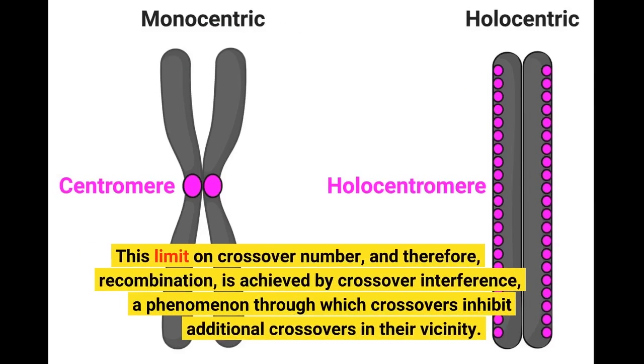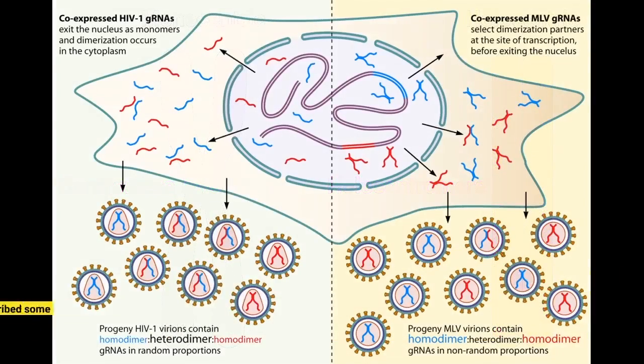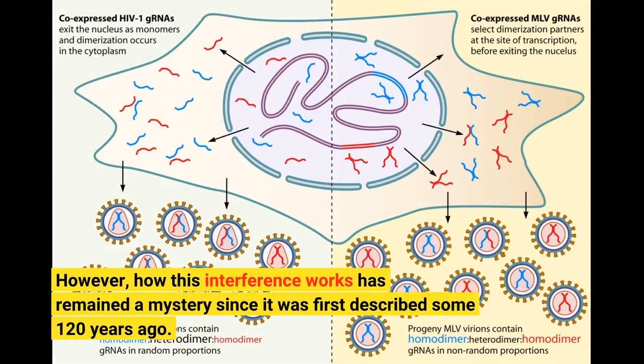This limit on crossover number, and therefore recombination, is achieved by crossover interference, a phenomenon through which crossovers inhibit additional crossovers in their vicinity. However, how this interference works has remained a mystery since it was first described some 120 years ago.